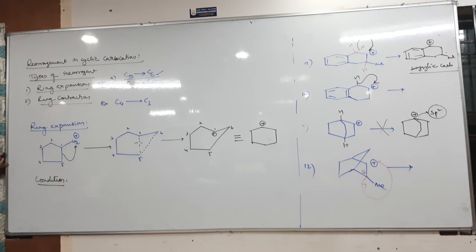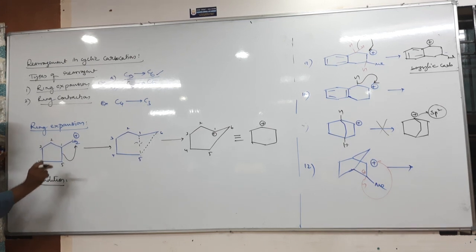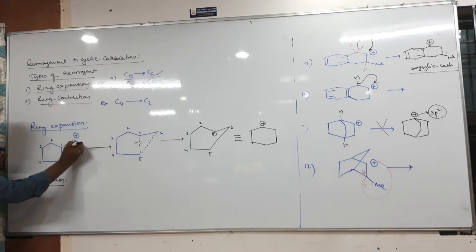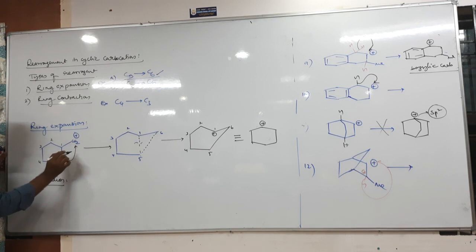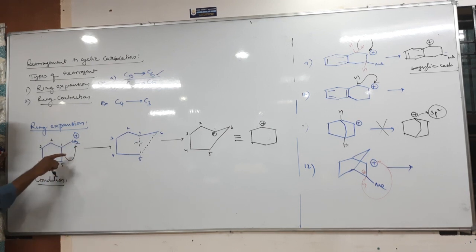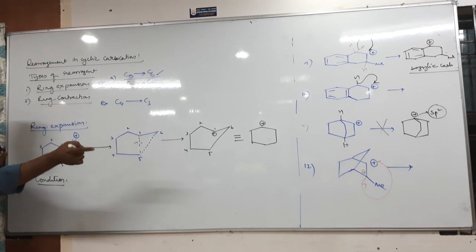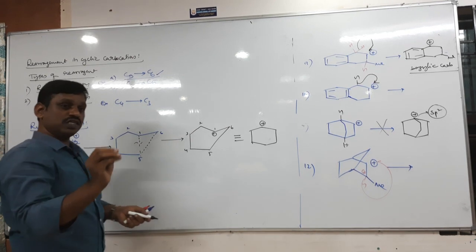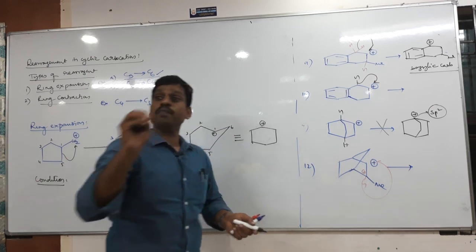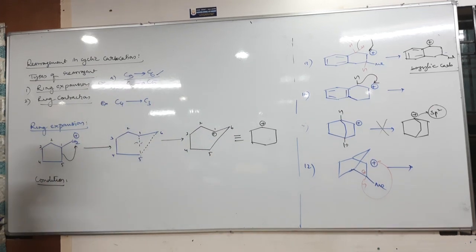Ready? For ring expansion, a positive charge should be present outside the ring, not on the ring. That is, the alpha position with respect to the ring. It is a cyclic ring, and with respect to the cyclic ring, this is the alpha carbon. On the alpha carbon, there should be a positive charge. If it is on a beta or gamma carbon, no. Therefore, a positive charge must be present outside of the ring, at the alpha position with respect to the cyclic ring. That is a condition.